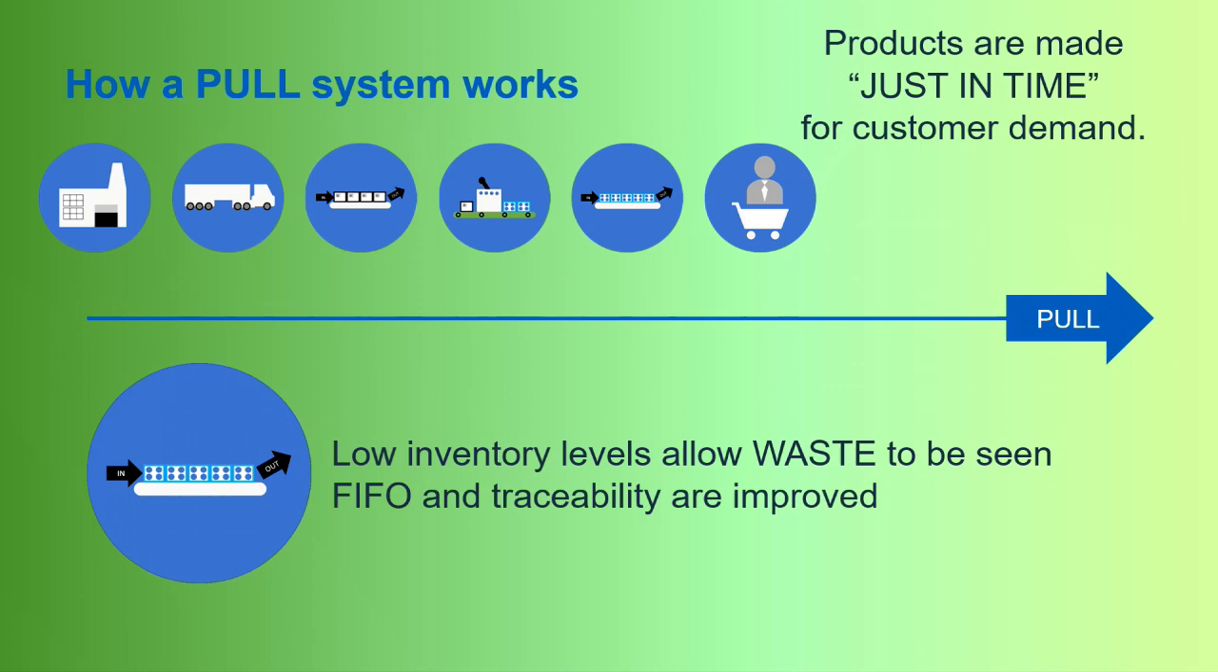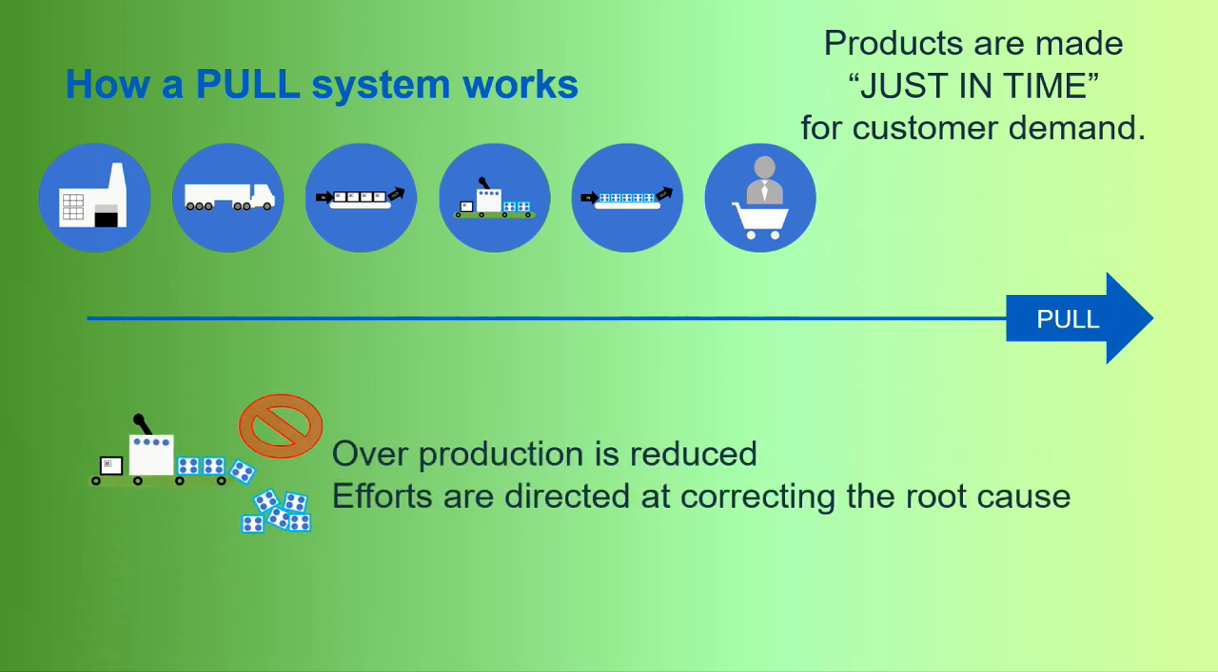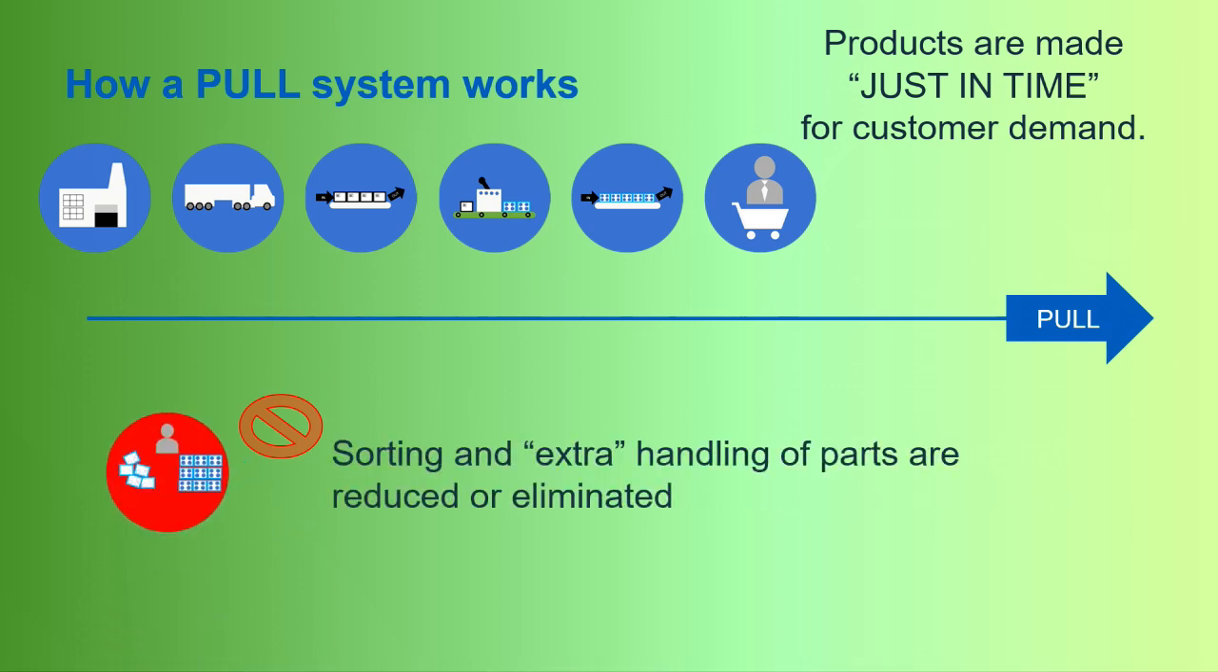FIFO and traceability are improved. FIFO means first in, first out. You always use the parts in the order they were made. In a pull system, overproduction is reduced. Efforts are directed at correcting the root cause of problems rather than covering them up with inventory. When problems do occur, we have much less inventory to handle and sort.